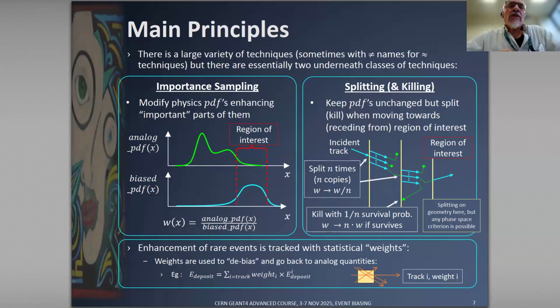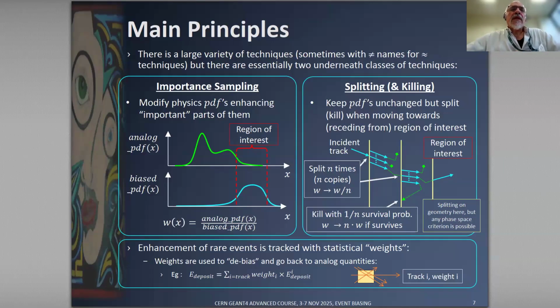I mentioned several times the weight. So with the biasing, you enhance rare events in the simulation, and you keep track of these enhancements with these weights.